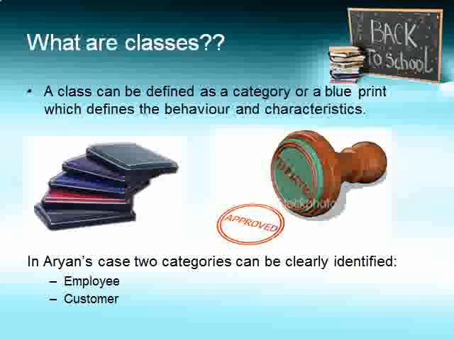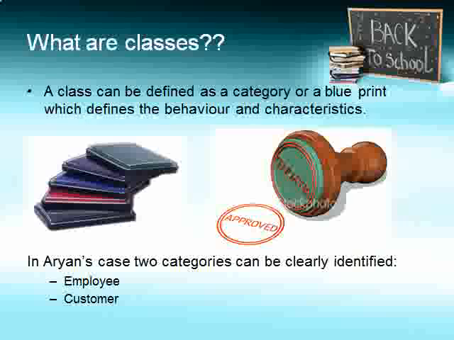Now comes the big question. What are classes? A class can be defined as a category or a blueprint. Look at the rubber stamp over here. Using a rubber stamp, you can get prints of different colors. Consider these prints as objects. Then the rubber stamp is a class. So a class is used to construct different objects. A class defines the behavior and characteristics of the objects.